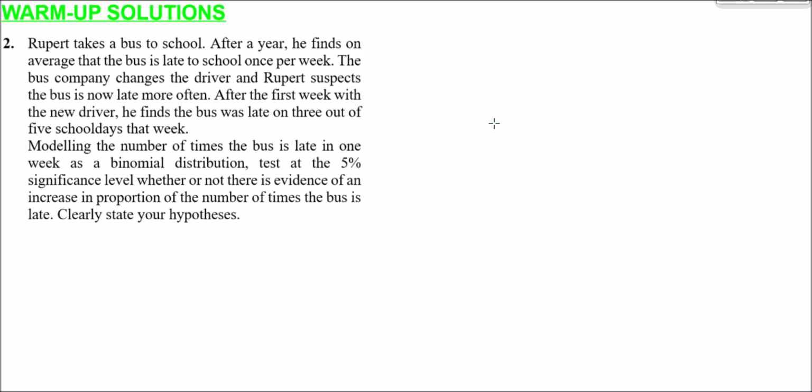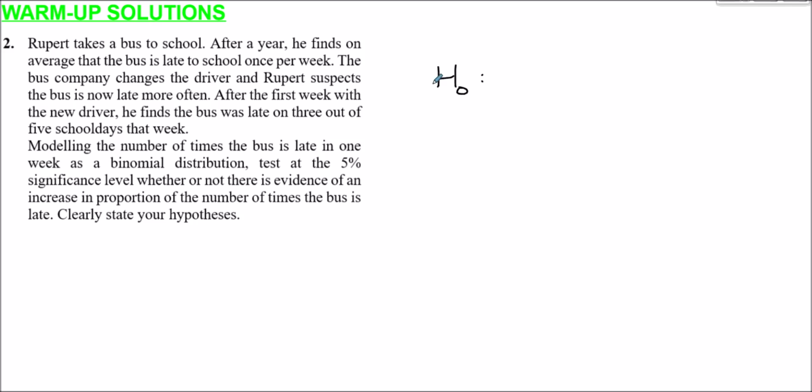So modelling the number of times a bus is late in 1 week as a binomial distribution, test at the 5% significance level whether or not there is evidence of an increase in proportion of the number of times the bus is late. Clearly state your hypotheses. Well, we need to remember there's always 2 hypotheses. First of all, H0, which is for null hypothesis, is what we're considering to be true. The null hypothesis is a case of innocent until proven guilty.